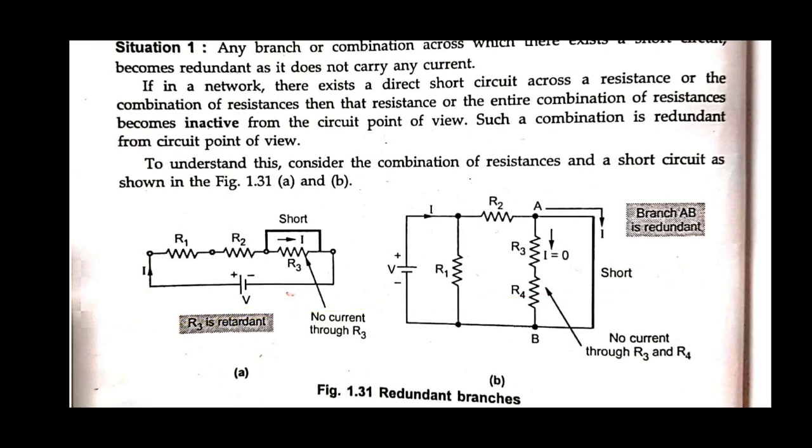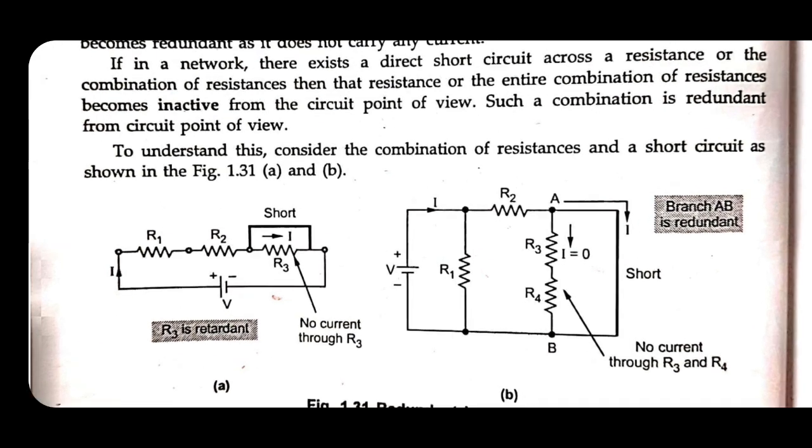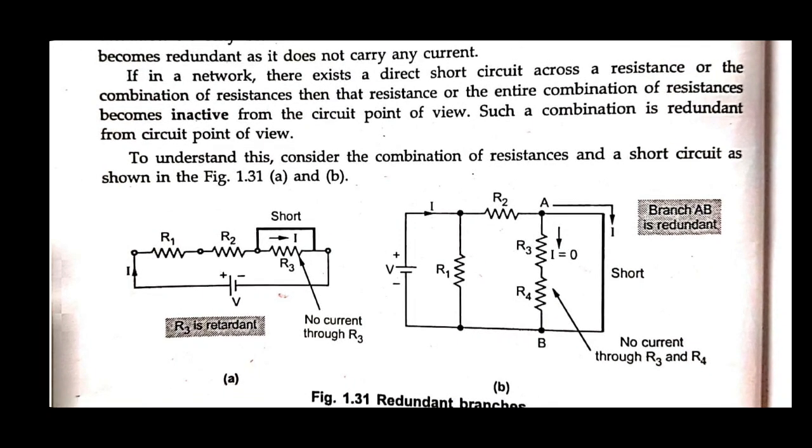See here, across the branches R3 and R4 the short circuit exists. The current is flowing through the short circuit path. So the branches R3 and R4, this combination of resistances, are inactive, and therefore there is no current flowing through this combination. These two are called redundant from the circuit point of view.